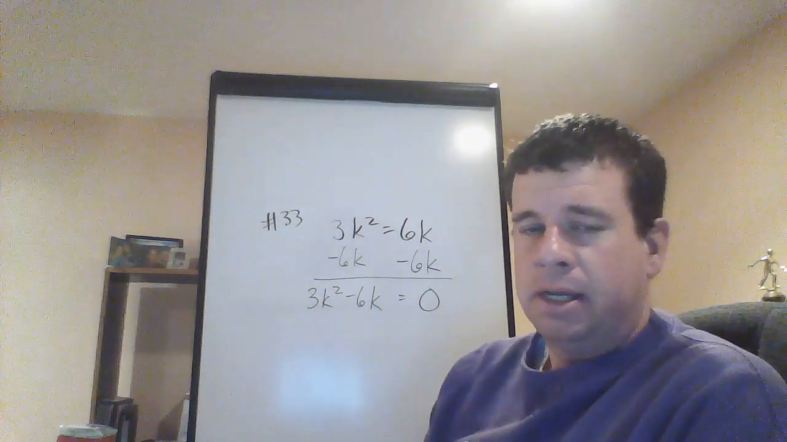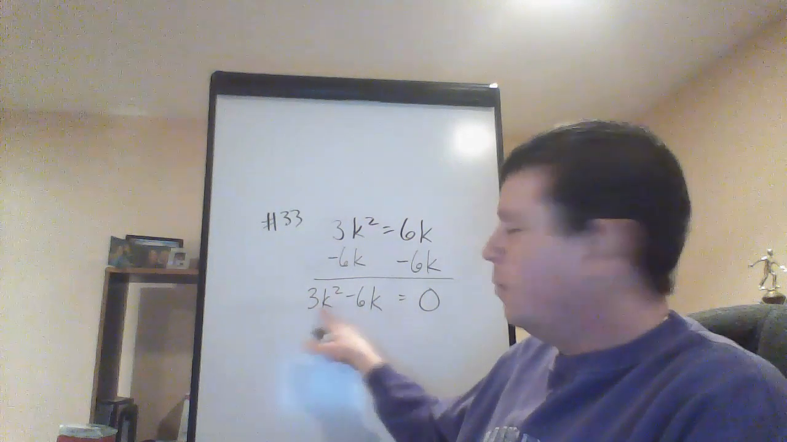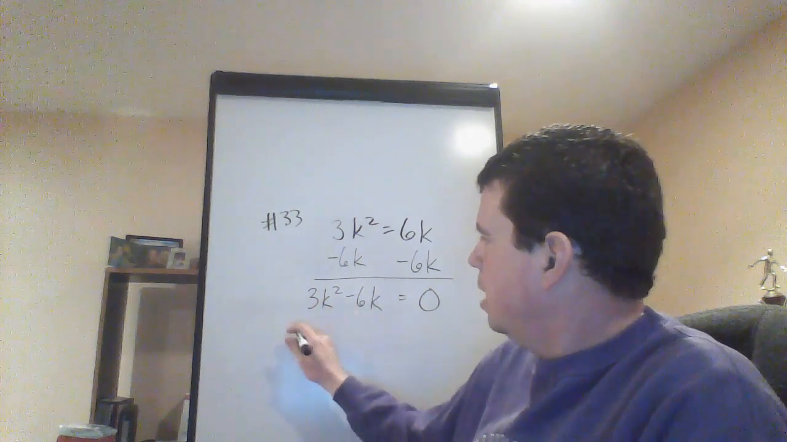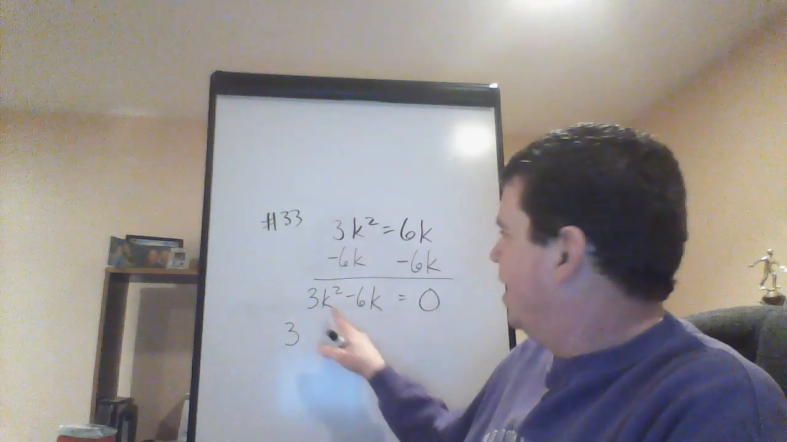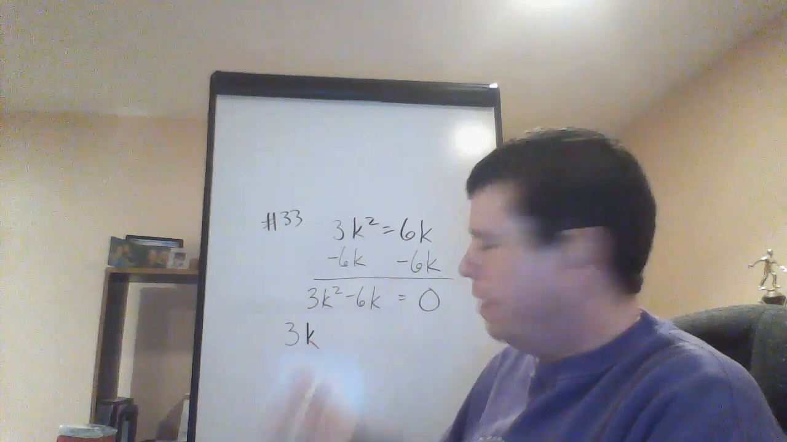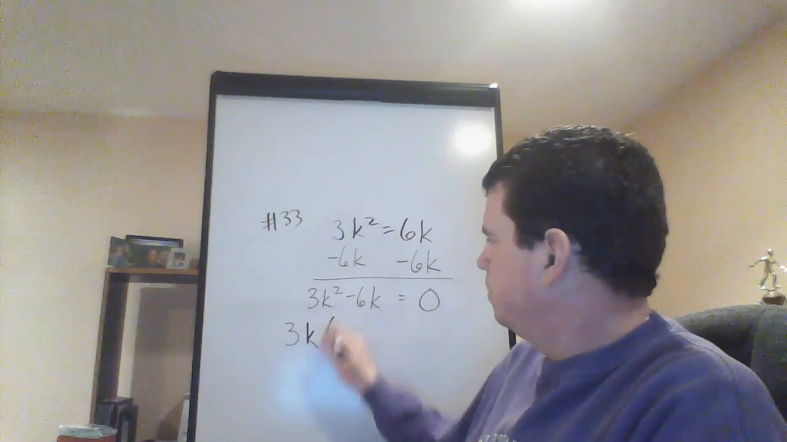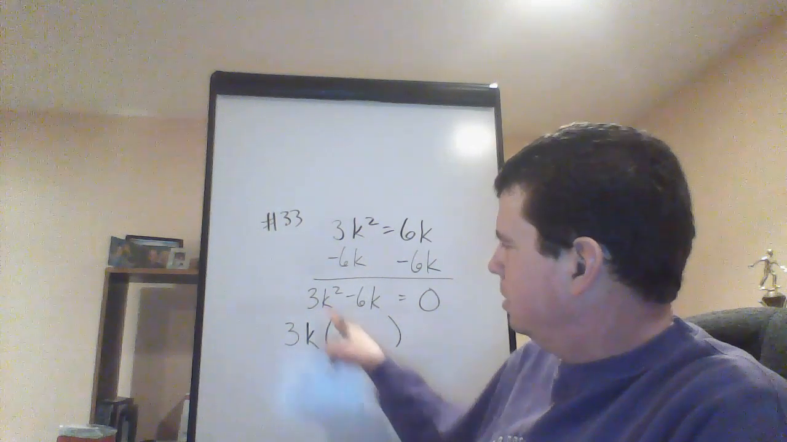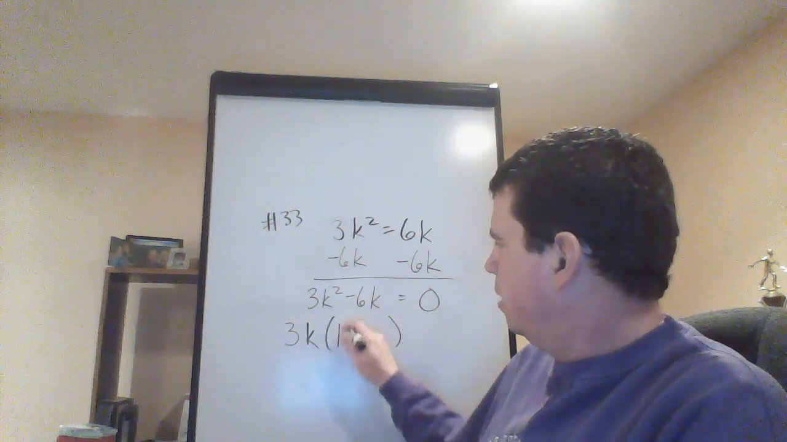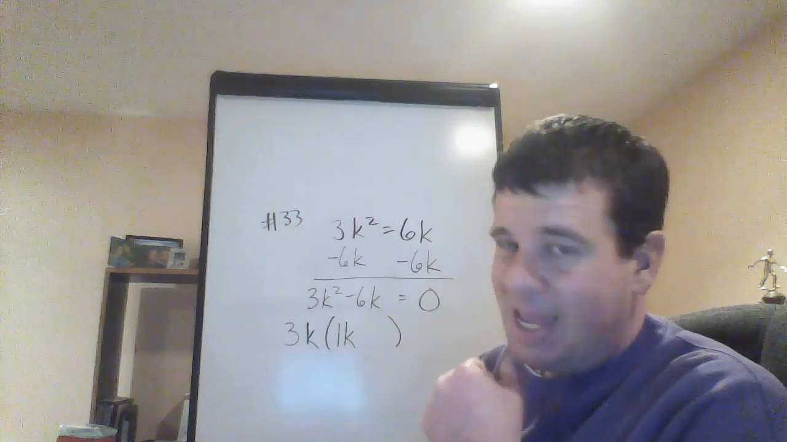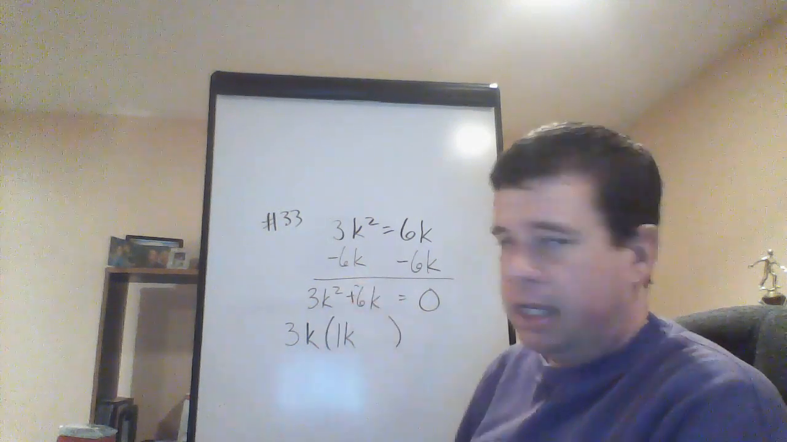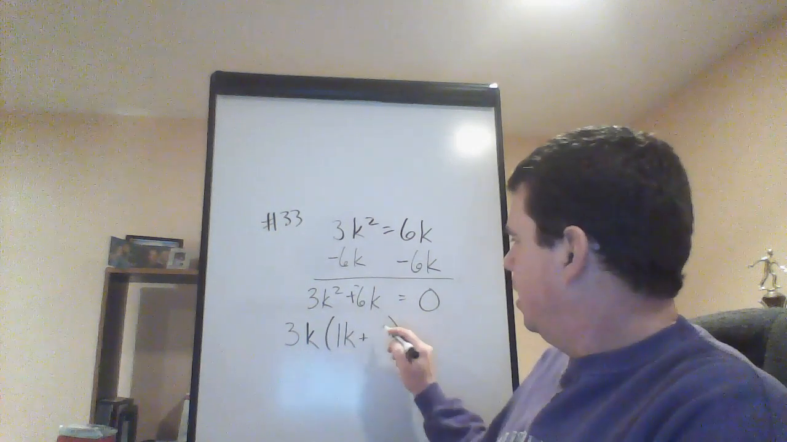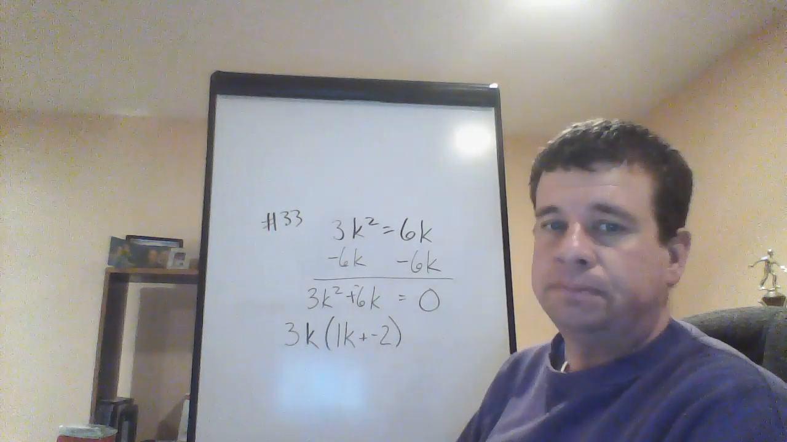And so now I want to factor, again, that distributive property backwards. So I look at what factor both of these terms have in common. First I look at the numbers 3 and 6. They both have a factor of 3. And then k squared and k both have a factor of k. So now I'm looking at undistributing this. 3k times what would give me 3k squared? That would be 1k, or you might just write k in there. And 3k times what would give me negative 6k? That should be minus 2.